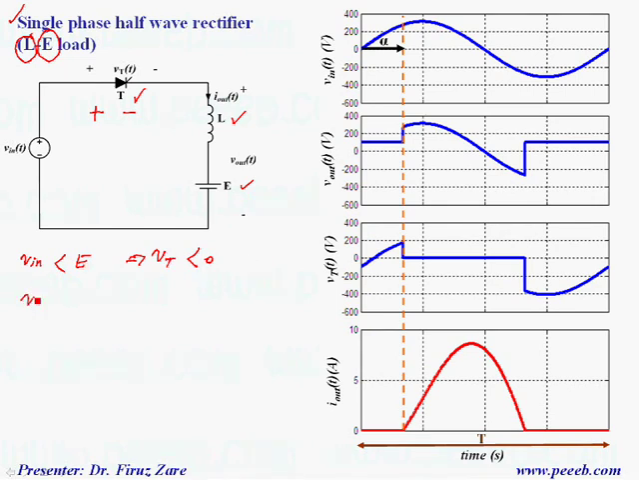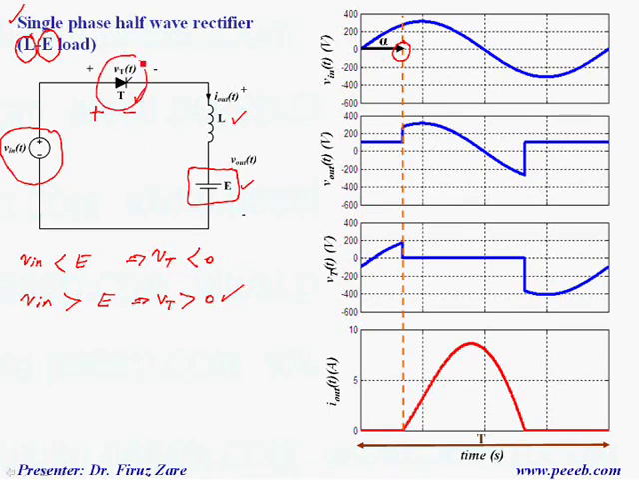But once the input voltage becomes greater than the battery, then the voltage across the thyristor will be positive. In this case, we can apply a gate signal to turn on the thyristor. So this firing angle should be calculated based on this voltage and input voltage. So what happens? When we apply a gate signal, we turn on the thyristor. That means over this time, the thyristor is off.